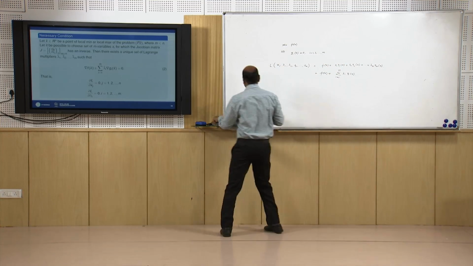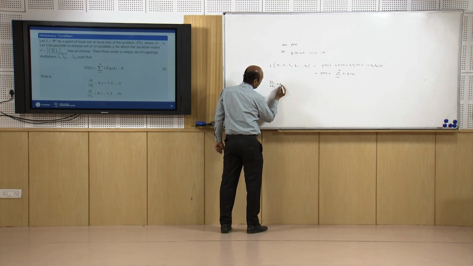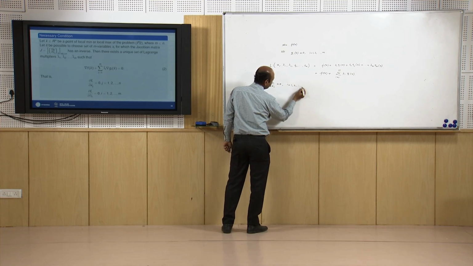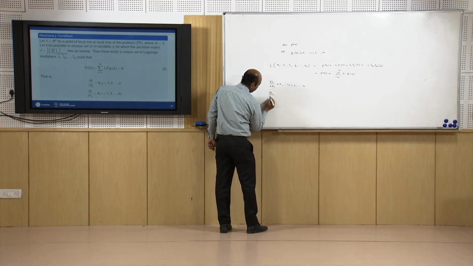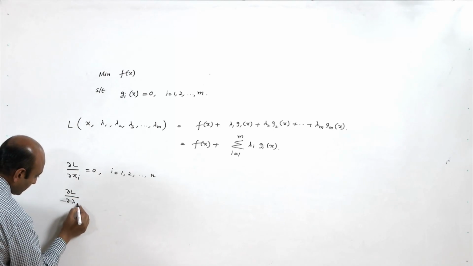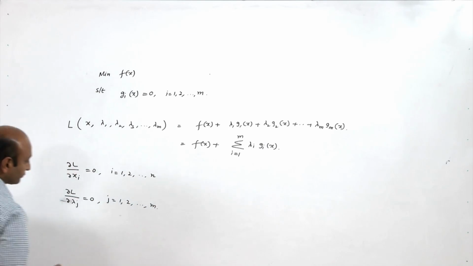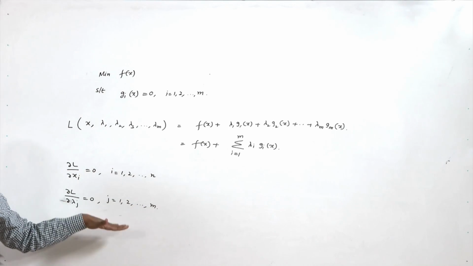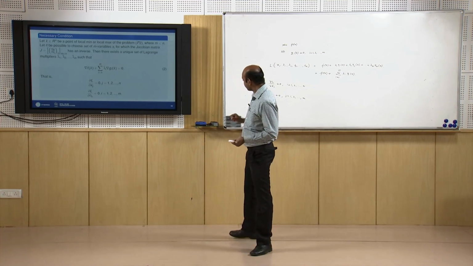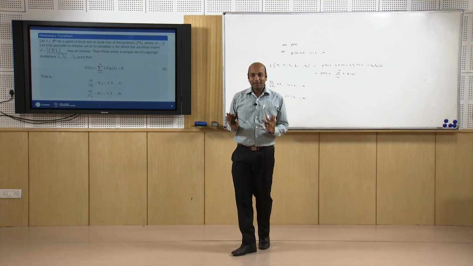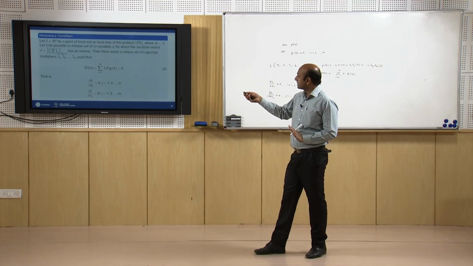You simply take del L upon del x i equal to 0 for all i from 1 to n, and del L upon del lambda j equal to 0 for all j. So, from these two also we get back to that condition 1. So, this is a necessary condition. If the point is a point of local minima, then this condition 2 must hold.